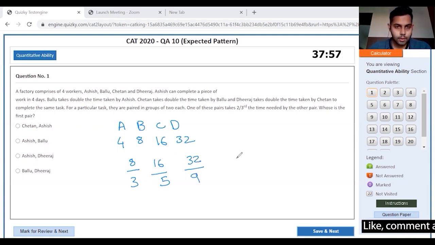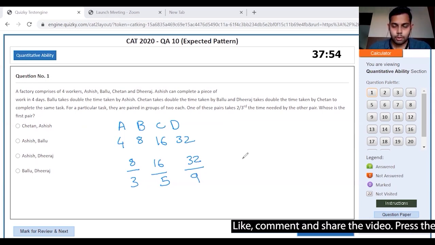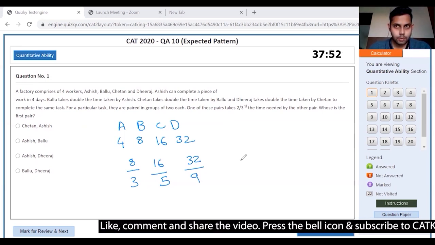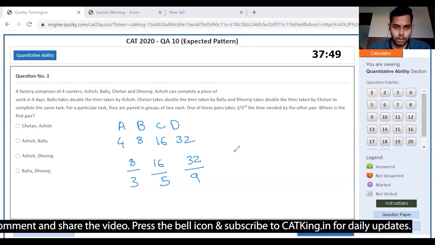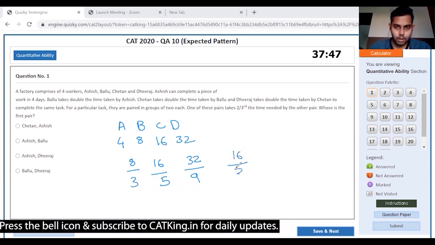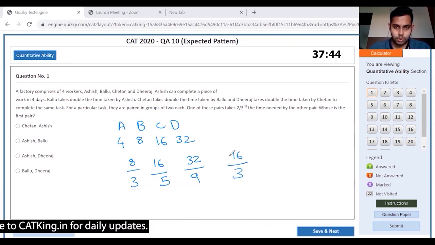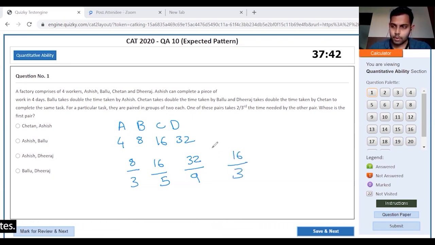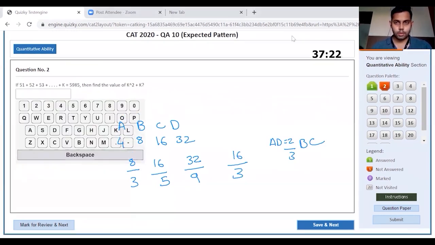Let's go to BC. Okay. 16 by 8 is 24, and 8 into 6 is 48. Okay, this is 16 by 3. हाँ, ये देखिए 2/3. So AD is 2/3 of BC, right? Yeah. So we will go with Ashish Dhiraj, AD. Save and next.